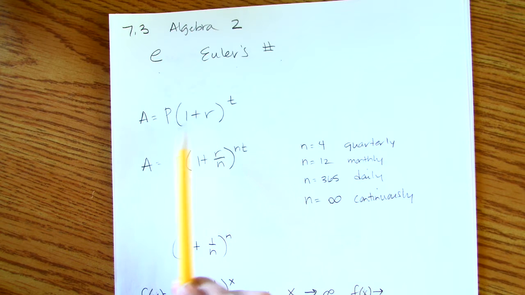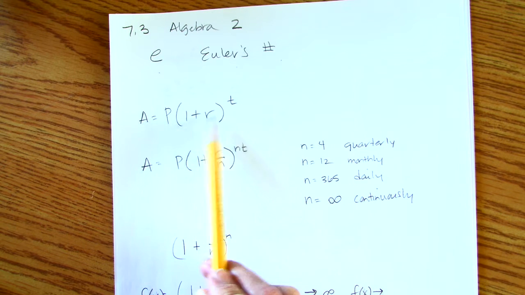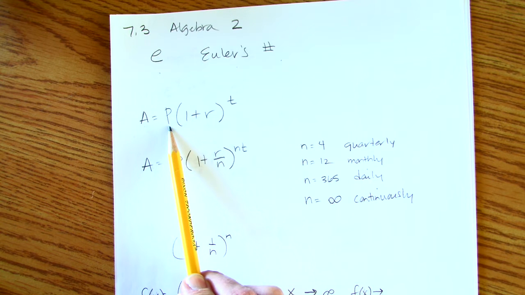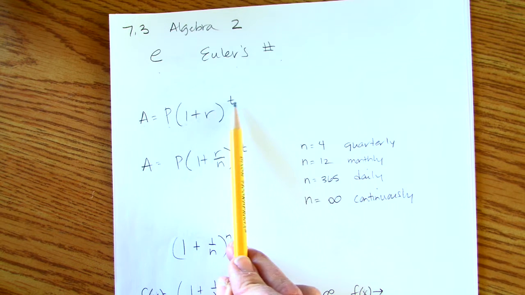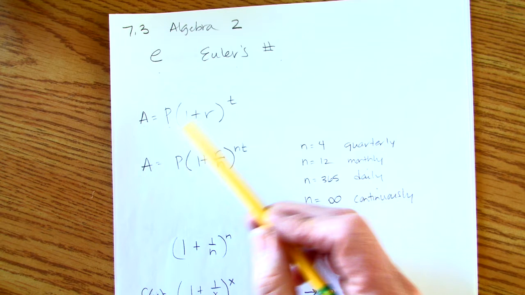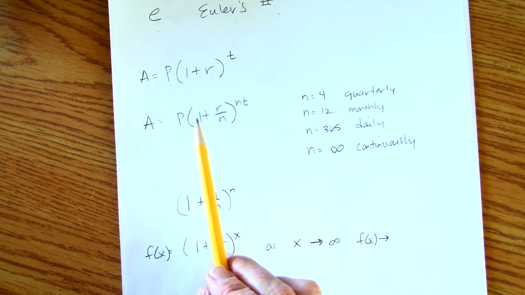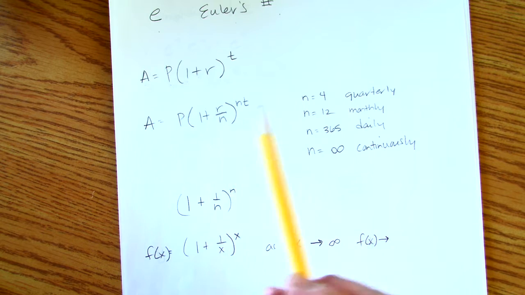A lot of us in Algebra 1 learn this fundamental interest formula, that the amount you have at the end is equal to your principal, what you start with, times 1 plus your rate, raised to the number of times it gets to grow. If it's annually, this tends to be pretty much the formula we use. But in 7.1, when you're looking at exponential growth, you learned the compound interest formula.